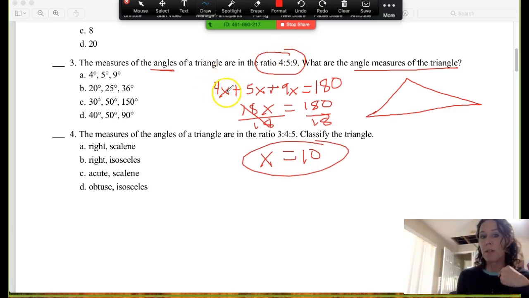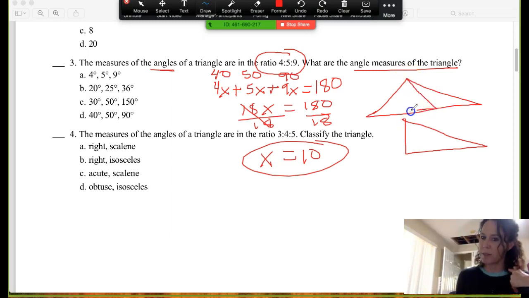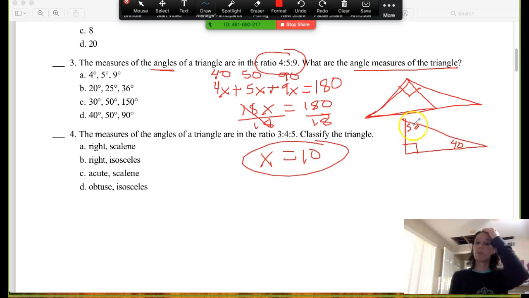So that means 4 times 10, this angle had to have been 40. 5 times 10, this angle had to have been 50, and 9 times 10, this angle was 90. So this was actually a right triangle because you have a 90-degree angle, so I didn't even draw it correctly. I could have made this a right angle here, maybe something like this, where that was your right angle. All right, so there's your 90, and then you would have a 40 and a 50. So I'm going to go 50 here and 40 here. And that's what my triangle was. So 40, 50, 90 was the measures of the angles.